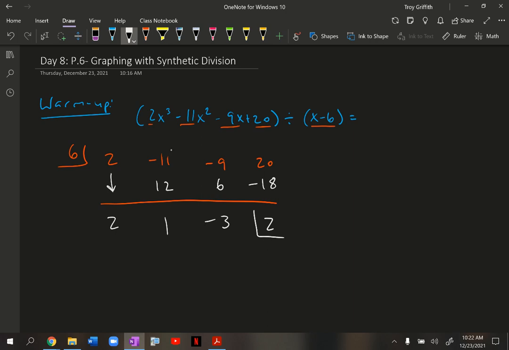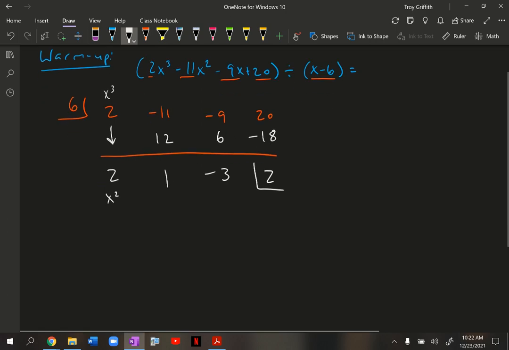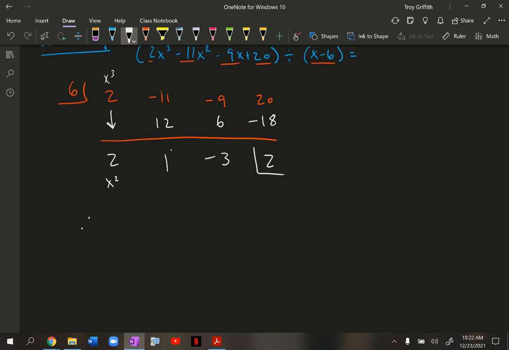If I'm going to write this answer, this was an x cubed. So down here, this is going to be an x squared. And then we decrease in power from there. So this is going to be 2x squared plus 1x minus 3 plus my remainder, which is 2, divided by my divisor, which was x minus 6. Okay, so here would be my final answer to this division question right here.